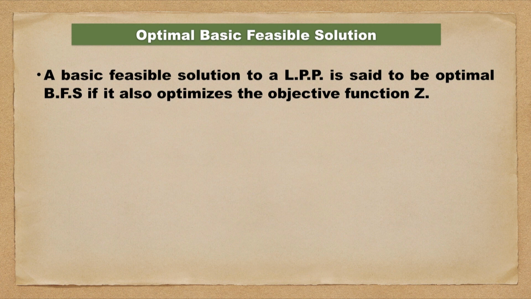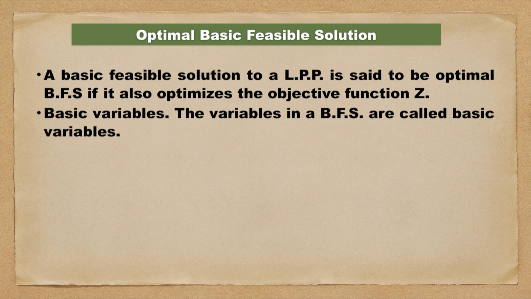Optimize means the basic feasible solution which maximizes if the LPP is a maximization LPP, or minimizes if the LPP given is a minimization LPP, is said to optimize the objective function. So, a basic feasible solution which maximizes or minimizes the objective function is called the optimum solution. Next are the basic variables. The variables in basic feasible solutions are called the basic variables.